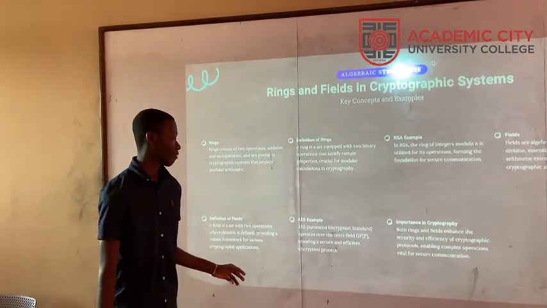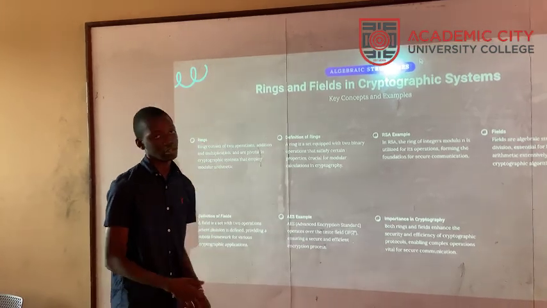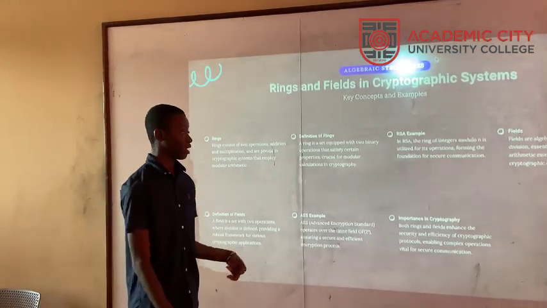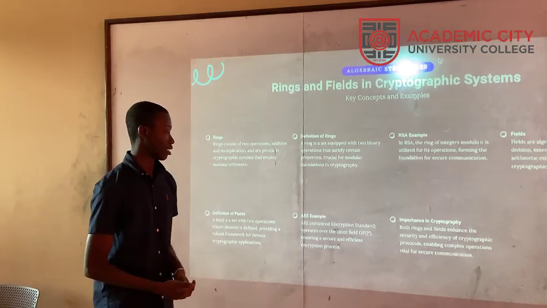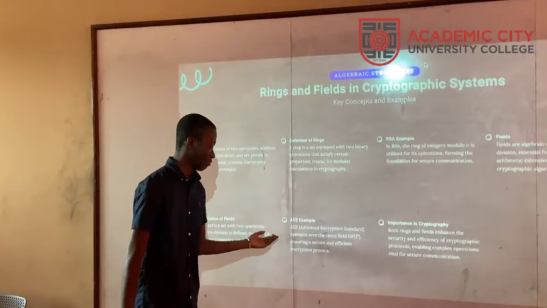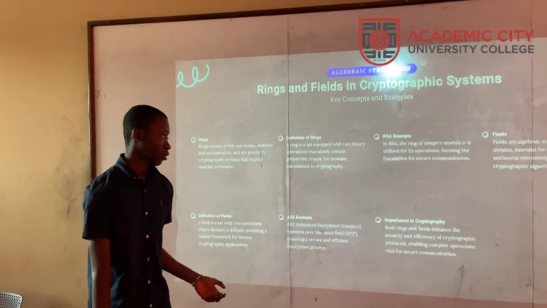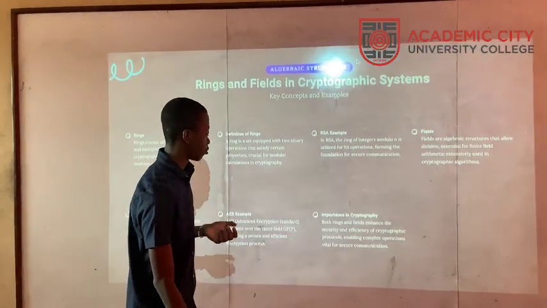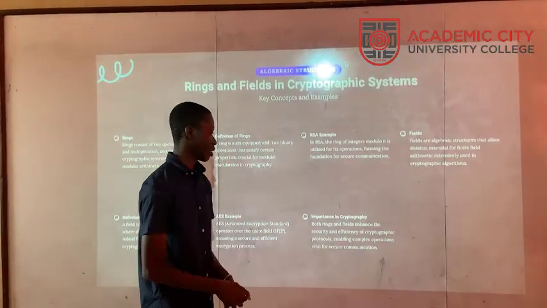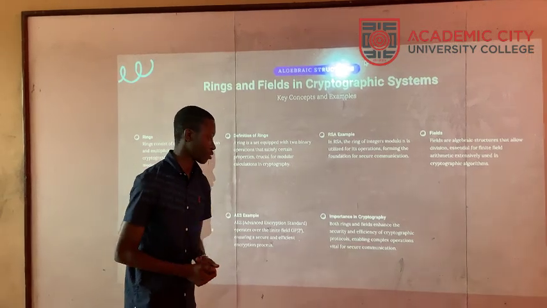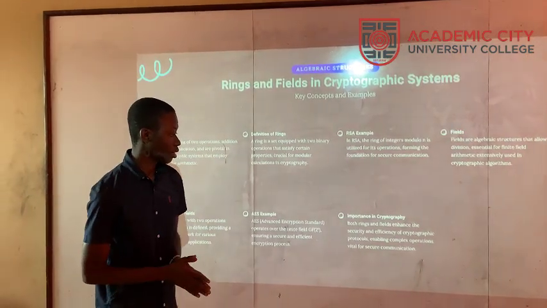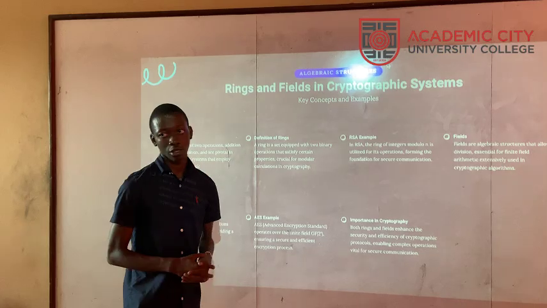Usually with finite fields such as GF(2^8), there are 256 elements, which means that if you are creating an encryption key, there are a lot of values, so it's safe and it will be hard to crack. So the importance of rings and fields in cryptography: both rings and fields enhance the security and efficiency of cryptographic protocols, enabling complex operations vital for secure communications.